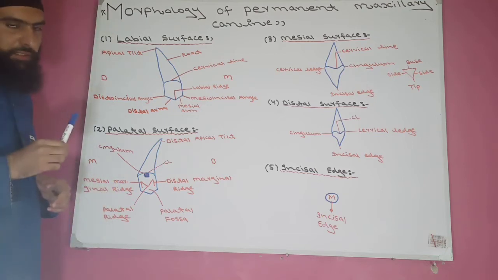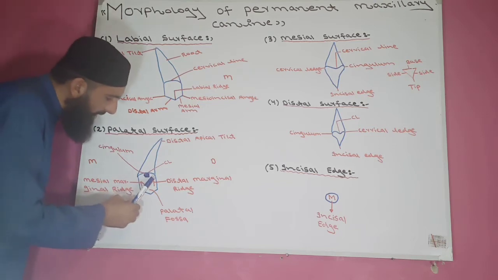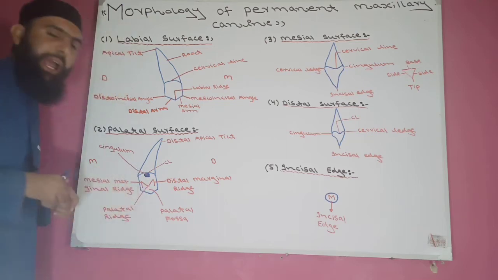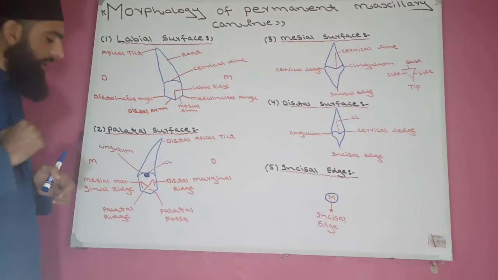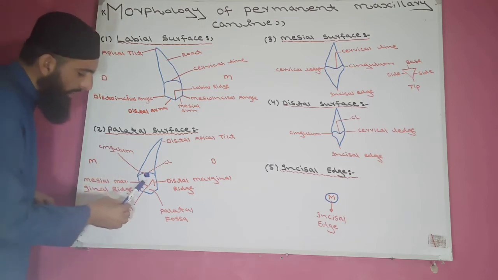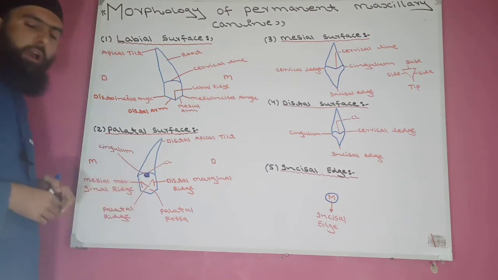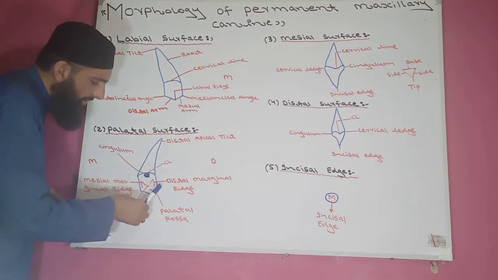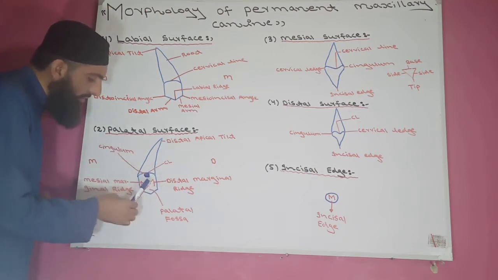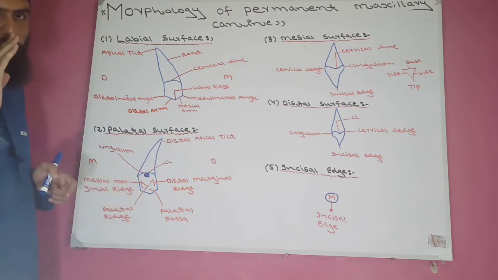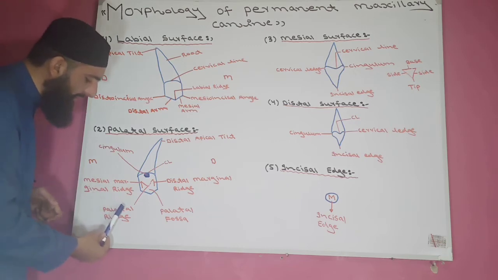The third structure meets the distal marginal ridge and the mesial marginal ridge with one another to form an M-like structure. This structure is known as the palatal ridge. Why called palatal ridge? Because it is not present on the distal surface, it is not present on the mesial surface, it is present only at the center of the palatal surface, therefore known as the palatal ridge.